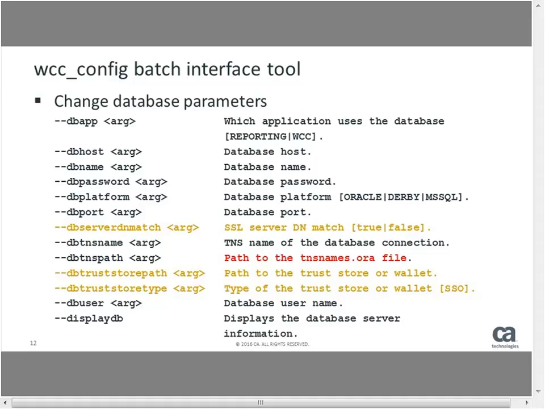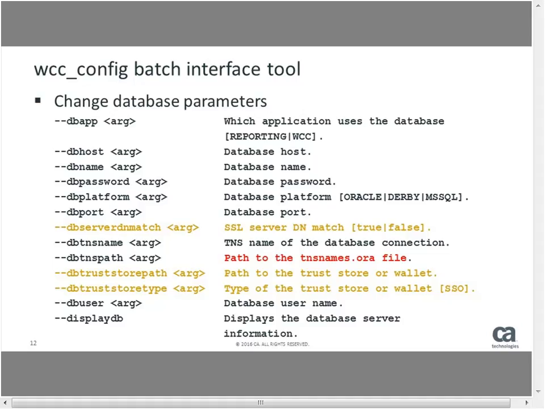And because of the Oracle PKI, we introduced 3 new attributes, which are marked in the yellow color in this list of the database-related attributes for WCC config. And I will start with the DB server DN match attribute, which can hold value true or false, with the representation of the checkbox, which was visible in the UI installer screen. Actually, it indicates that the connection to the Oracle database should use DN matching or not.